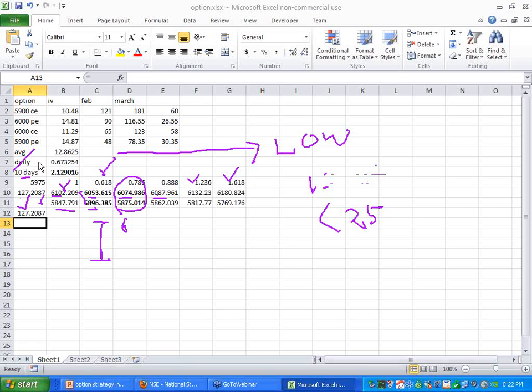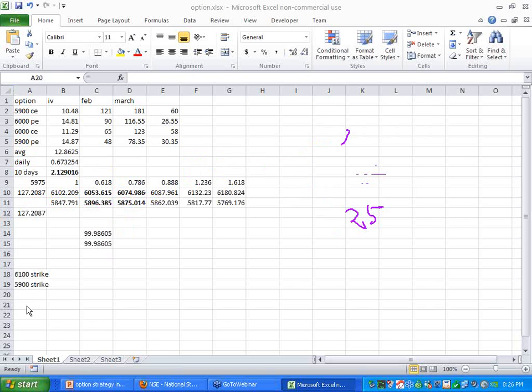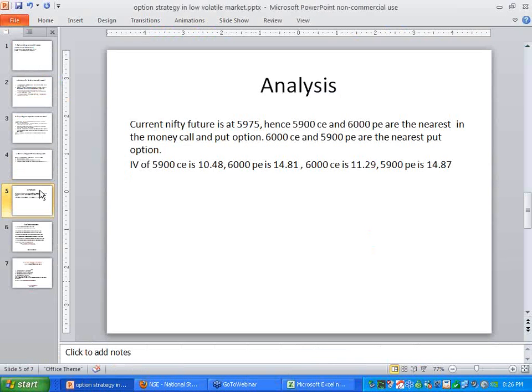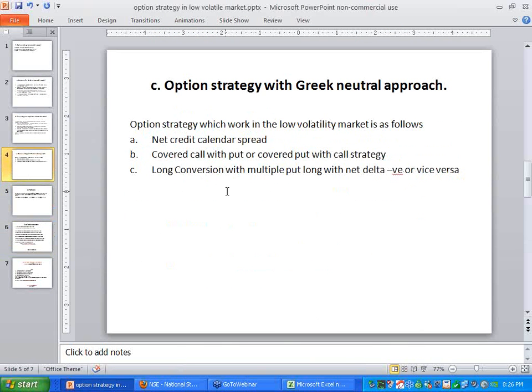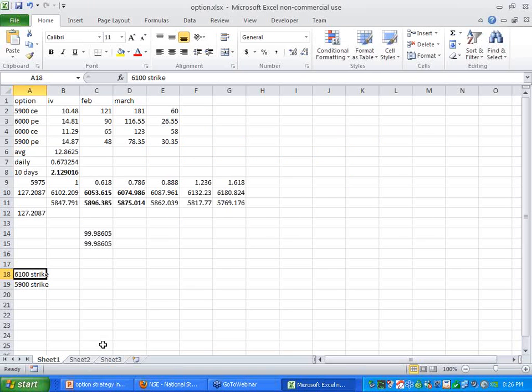So does anybody have any doubts about the two strikes of 6100 and 5900, which are not going to be penetrated at any cost based on this current volatility? We are assuming these two strikes to form the option strategy. Now look back to the option strategy which is suitable at this point of time: the net credit calendar spread. So we'll be forming a net credit calendar spread. Which are the strikes we have identified?